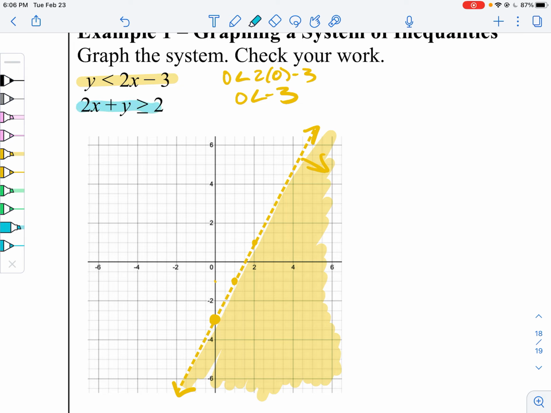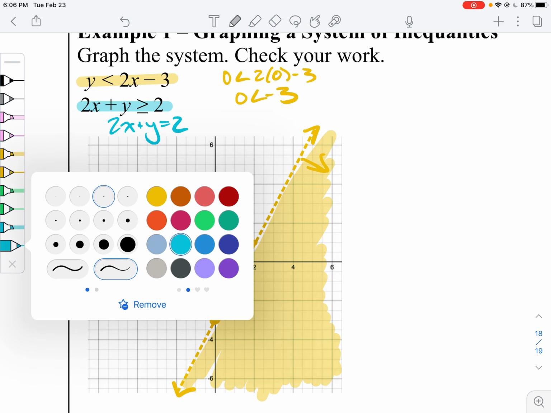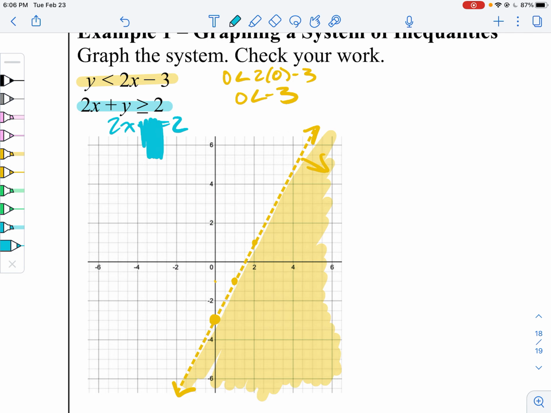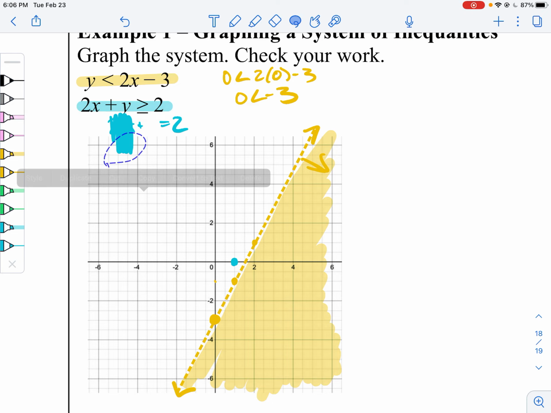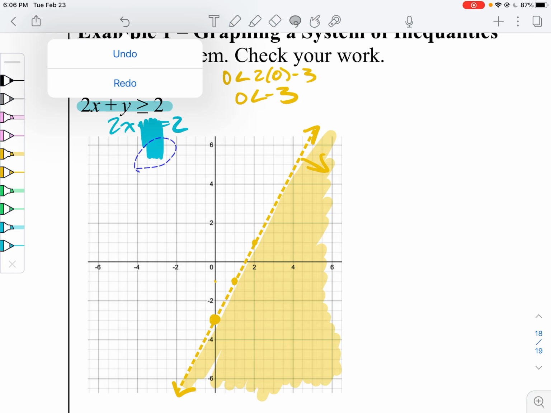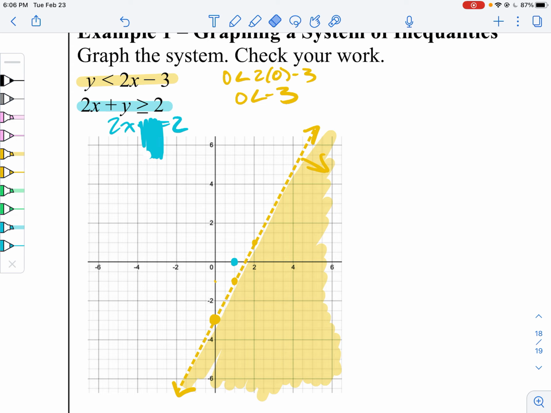Let's graph our second line. 2x plus y is greater than or equal to 2. I'm going to graph the line 2x plus y equals 2. So that tells me that if I get rid of this guy for a hot second, 2x equals 2 means x equals 1. So that's my x-intercept right there. And if I get rid of my x guy, where'd my y guy go? Oh well, I'll just have to rewrite him. Oh, there he is. Okay, y equals 2. Yay.